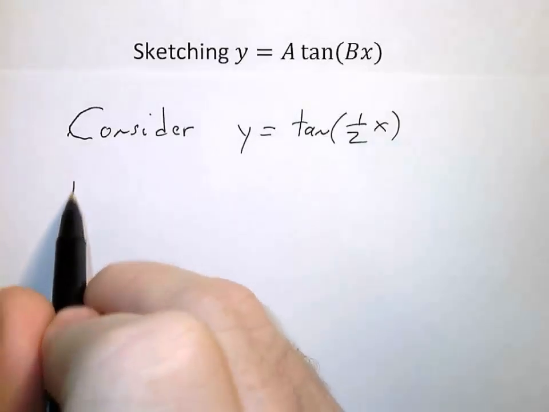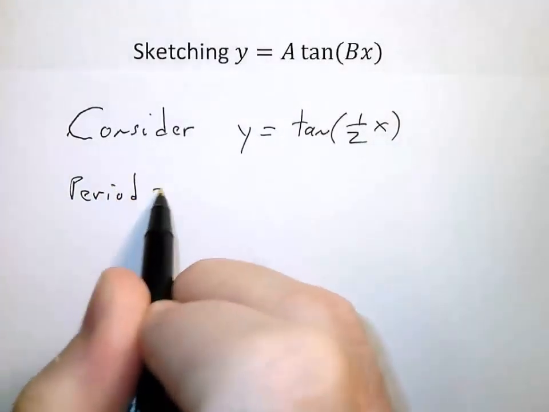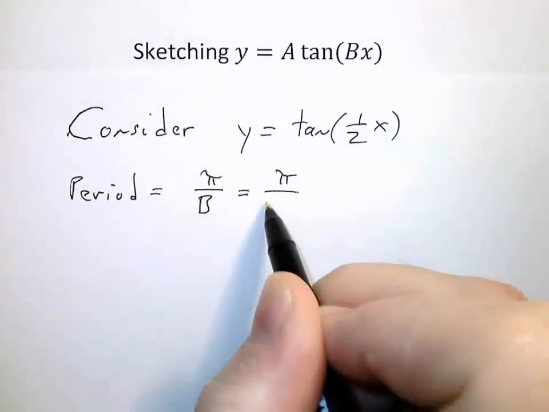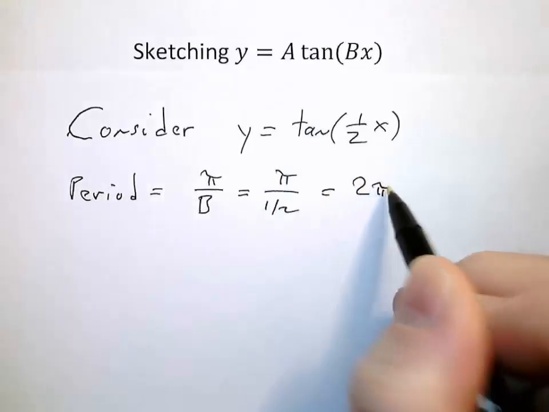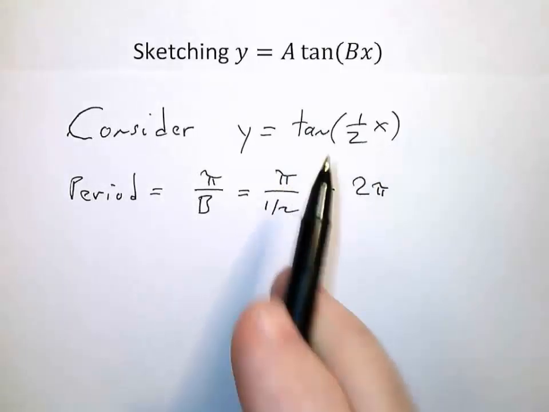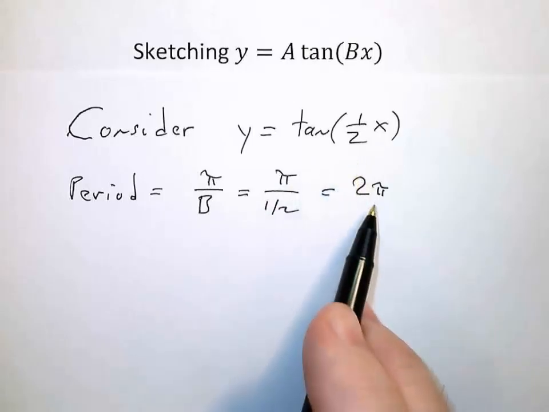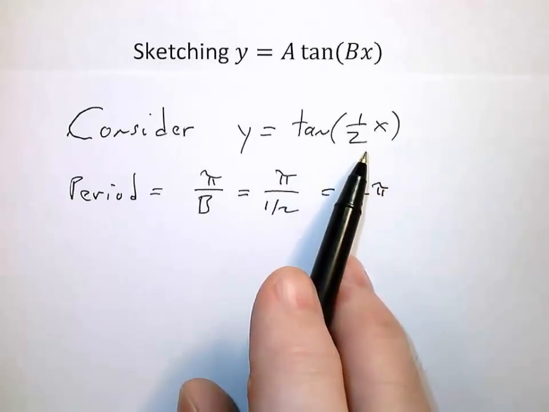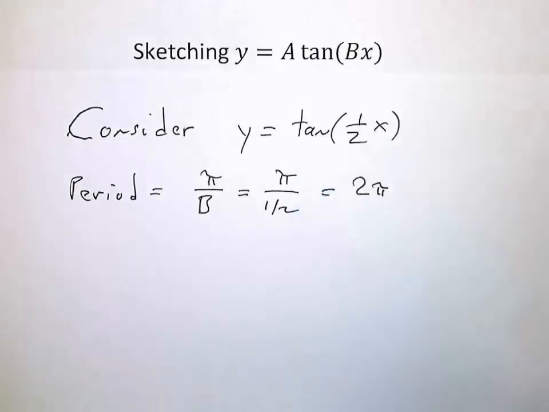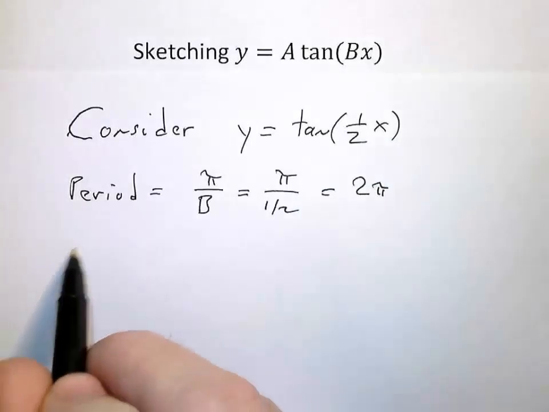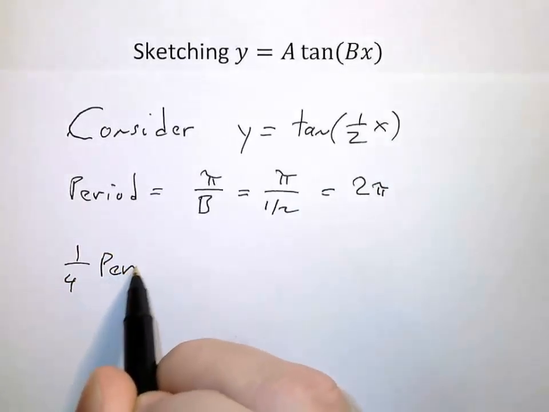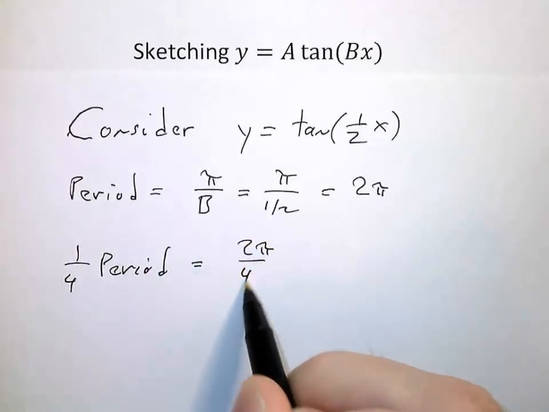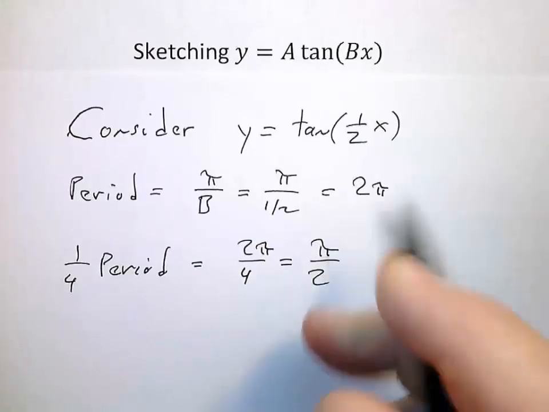Okay. In general, my period is going to be pi over b here. So I have pi over 1/2 is 2 pi. You might notice that the period of tangent was pi, and the period of tangent of a half x is 2 pi. Essentially my x values have to be twice as large to compensate for the 1/2 here. And then 1/4 of my period should be 2 pi over 4, which is pi over 2.